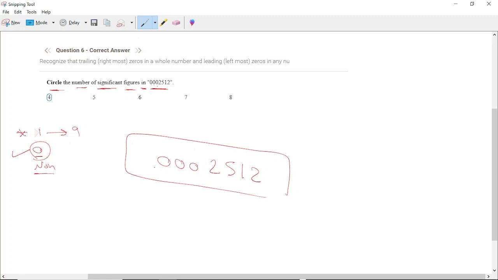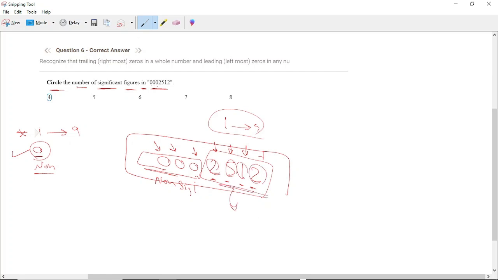So here we have leading zeros, which means the number starts with zeros, so they are non-significant. The other numbers, 5, 1, 2, are from 1 to 9, so these are the significant numbers. There are 3 significant numbers. So the answer here will be 3.